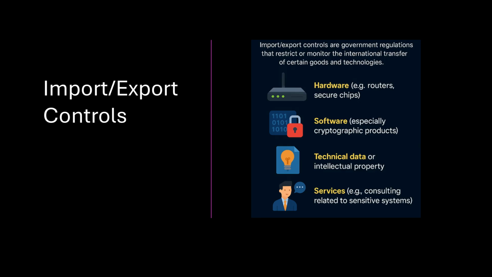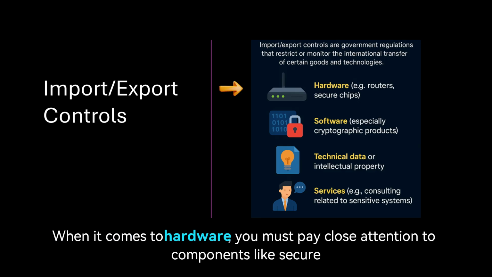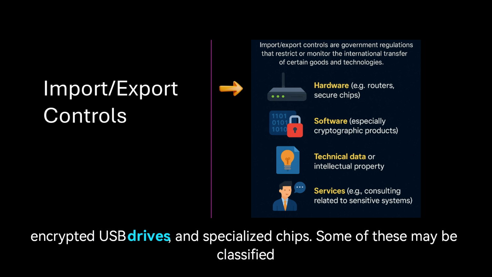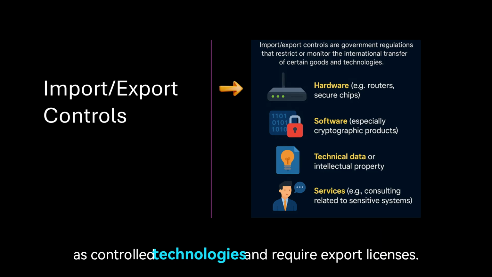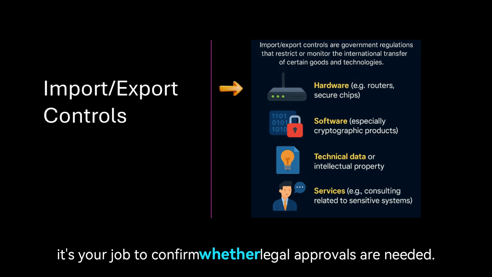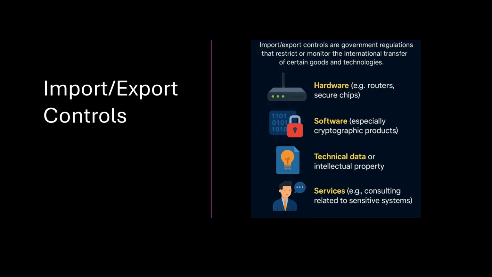When it comes to hardware, you must pay close attention to components like secure network routers, encrypted USB drives, and specialized chips. Some of these may be classified as controlled technologies and require export licenses. If you're shipping or sourcing this equipment across international lines, it's your job to confirm whether legal approvals are needed.